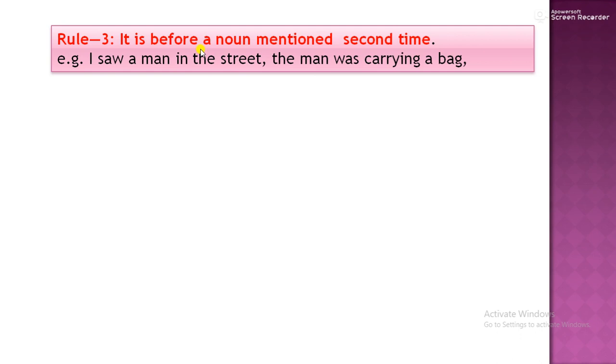Next, it is used before the noun mentioned second time. I saw a man in the street. The man was carrying a bag. Now this man we are repeating second time, man is noun here. So he is repeated here second time, and when it is repeated, then we use article the. You will use the when repeated second time, then you can remember it easily.